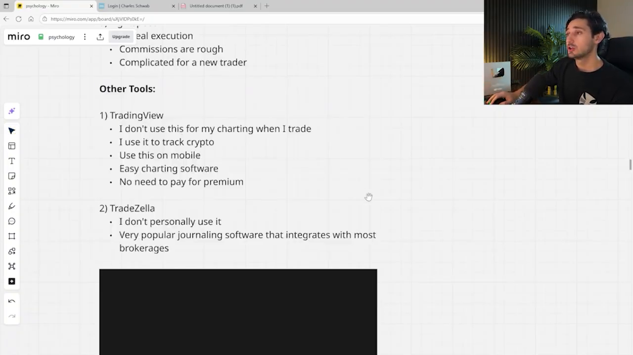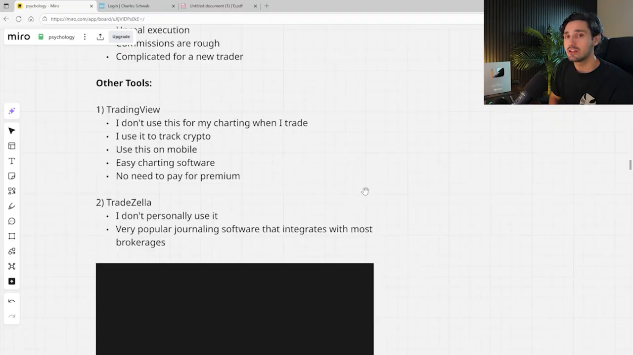Other tools, you could use TradingView.com. You don't need to purchase a paid account. I use the free account. I don't use this for my personal day trading. I use this after trading hours if I want to review charts. I use this to look at crypto. I use this on my phone whenever I want to check out a chart. It's a really easy charting software. I don't think there's a need to pay for premium though.